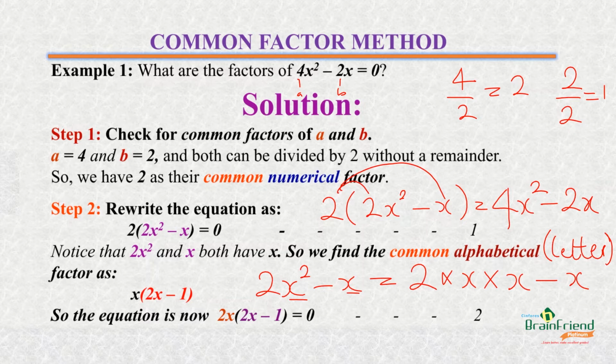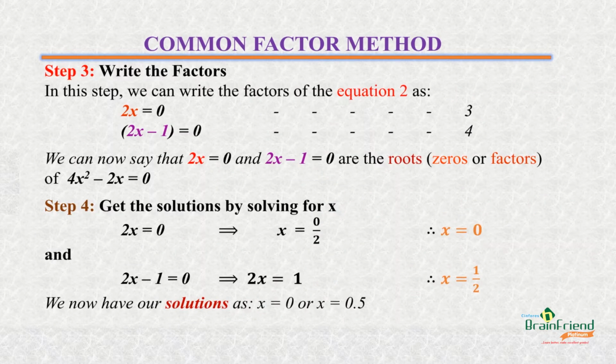If I bring out that x they have in common, I can rewrite this equation as shown in equation 2, which is now 2x, open a bracket and write 2x minus 1, close the bracket, and that is equal to 0. This is our equation 2. Please take note, this was simply obtained by bringing out the x from equation 1.